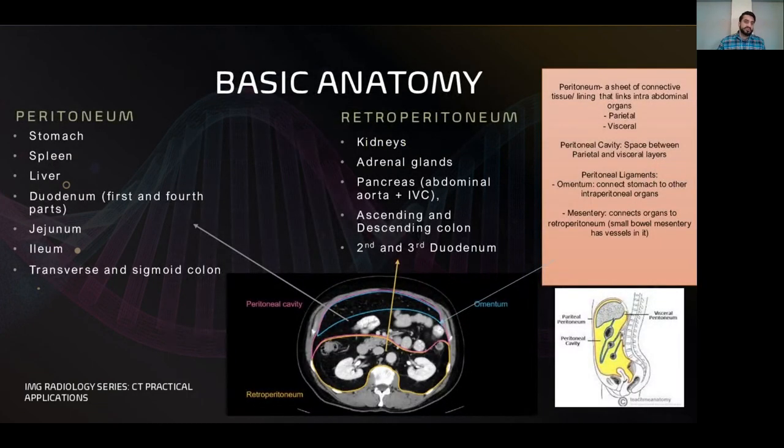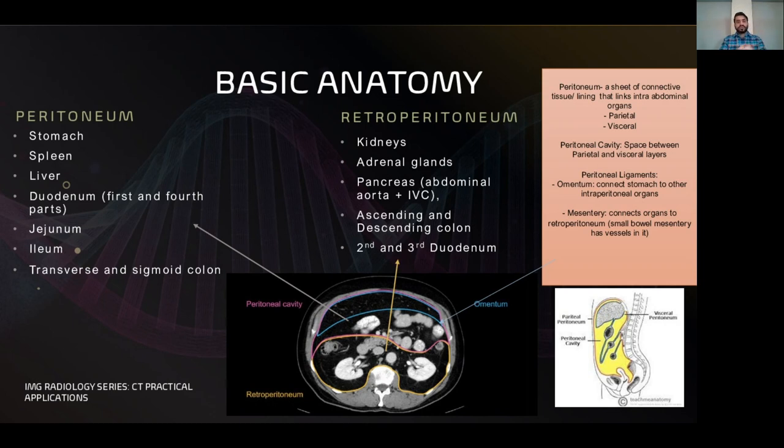Cool. So we're going to go for some basic anatomy. Now, this is a lot of information here, so if you need to butt in at some point, please do. I'm more than happy. Let's talk about some basic anatomy. So there are two major areas of the abdomen: the peritoneal space, and you have a space behind it, namely the retroperitoneum. So essentially, in the peritoneum, we've got the stomach, the spleen, the first and fourth parts of the duodenum, the jejunum and ileum, so the rest of the small intestine, and you've got the transverse and sigmoid colon. In the retroperitoneum, so behind the peritoneum, you've got the kidneys, the adrenals, the pancreas, the ascending and descending colon, and also the second and third parts of the duodenum.